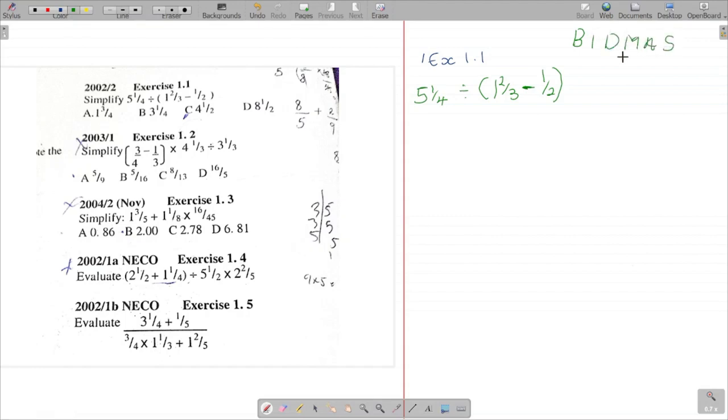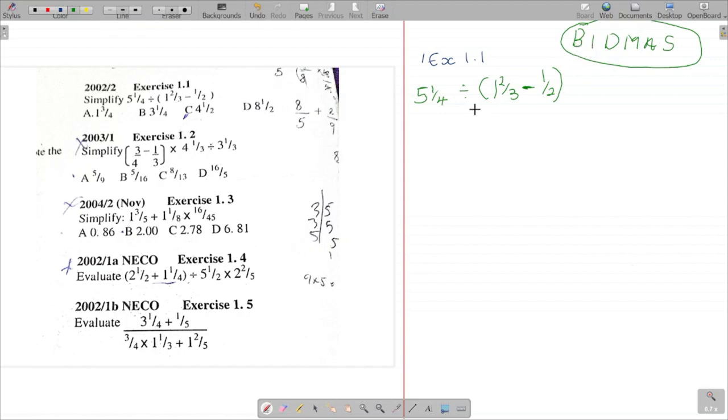B-I-D-M-A-S. So in the BIDMAS formula, B stands for brackets, I stands for index. Index are things like square root, squares, cube root and all of that. After index, division, multiplication, addition, subtraction. These are the orders on how you should solve mathematical questions that have multiple signs. So we can see we have division, we have minus and we have a bracket, so we use the mathematical order, which is BIDMAS.